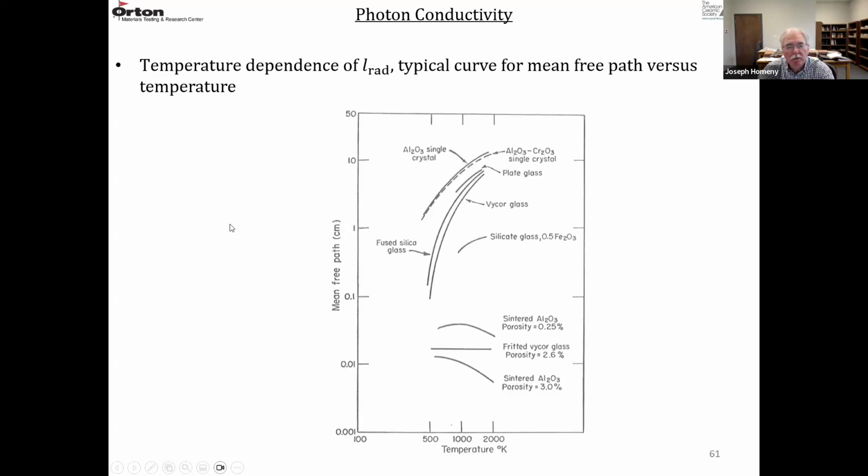The temperature dependence looks something like this. These are typical mean free paths for some transparent materials as a function of temperature: mean free path versus temperature, for different single crystals and glasses. You can see that the mean free path increases with increasing temperature. And if you take some of these same materials and add porosity, that really scatters radiation, so it really lowers the mean free path as you add porosity in a transparent material.